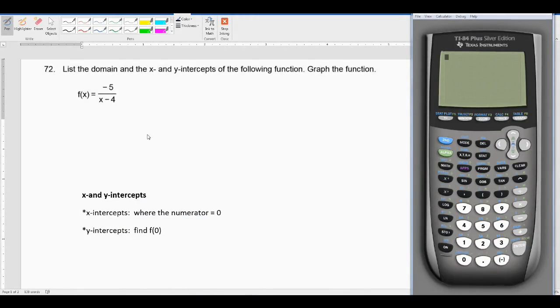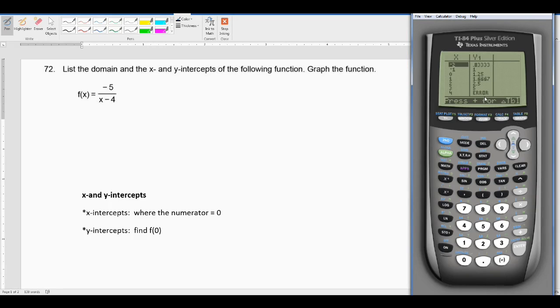In this example, I'm going to start by graphing it. So let's just type in -5 divided by parentheses x minus 4. Graph. Now you'll notice some things. It looks like something's going on over here somewhere around 4. If you go to the table, second graph, you'll see at 4 we have an error. So that's telling me that it doesn't exist at x equals 4.